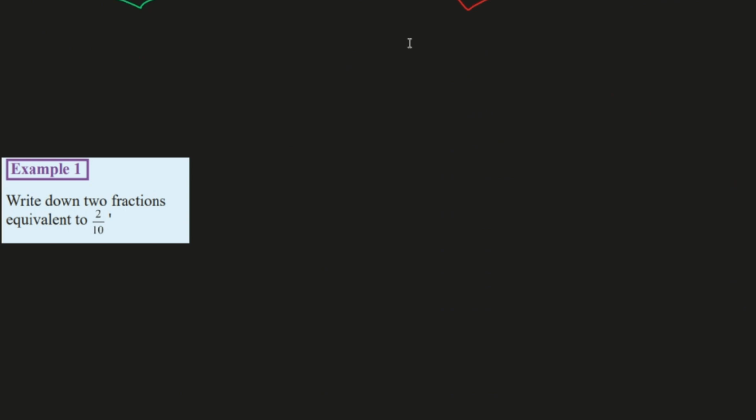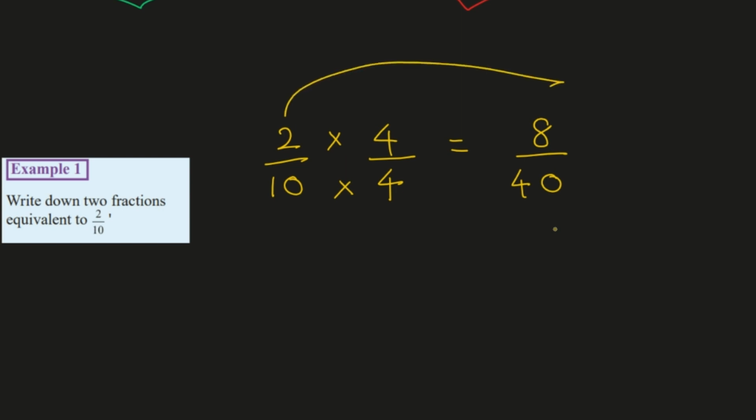Now here comes an example. Let's crack it. It's easy. What's the first one? Write down two fractions equivalent to 2 upon 10. Here I'm showing how I will use the multiplication approach. What do we have to do? We have to multiply both the numerator and the denominator by the same value. Here I have taken 4. It doesn't matter, take any value you like. Then 2 into 4 is 8, and 10 into 4 is 40. So 2 upon 10 is equivalent to 8 upon 40.